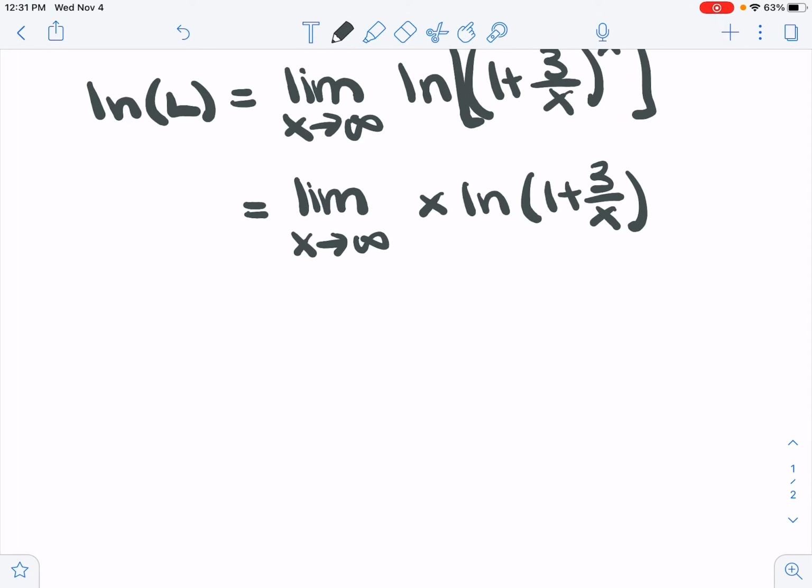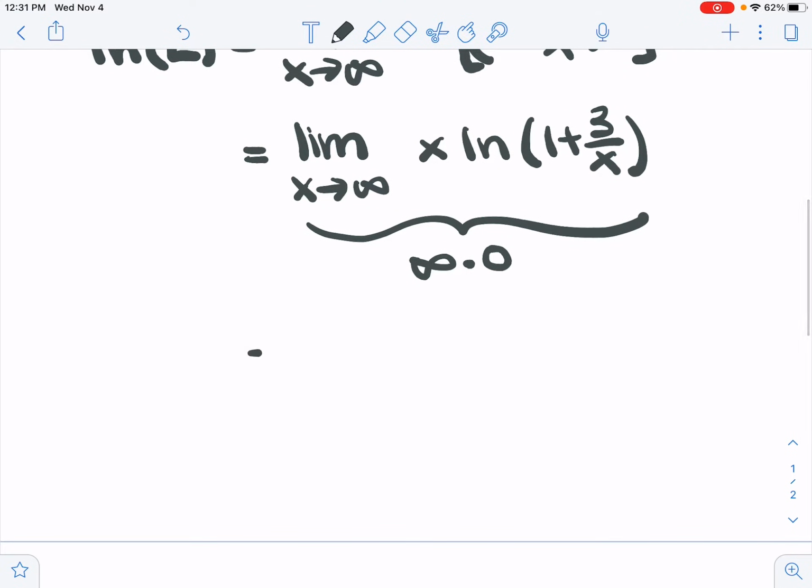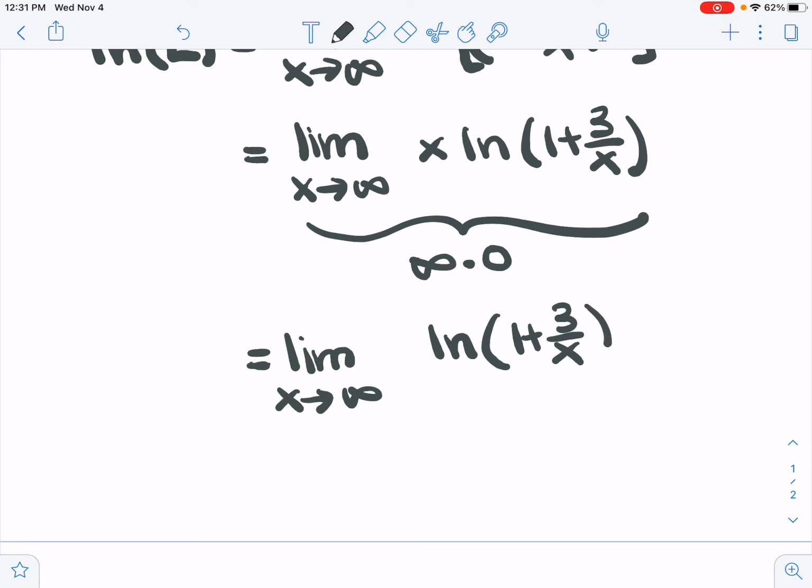We have a limit as x goes to infinity, so we have a limit that looks like an infinity times the natural log of 1. 3 over x goes to 0 as x goes to infinity, so natural log of 1 is 0. We have a 0 times infinity indeterminate form, which we already know how to deal with now. So we're going to deal with this in the way that we've learned. 0 times infinity indeterminate form, we're going to have the natural log of 1 plus 3 over x, over 1 over x. So remember, we write that x as 1 over x.